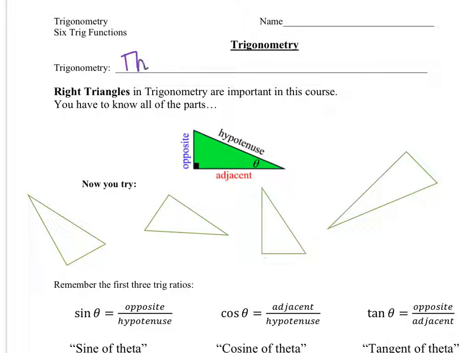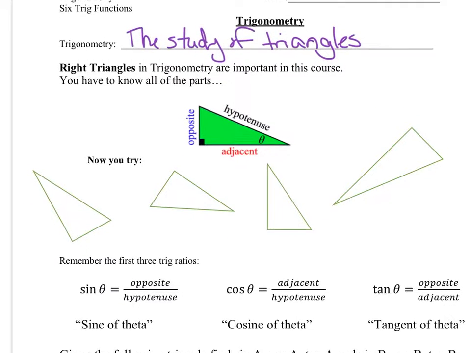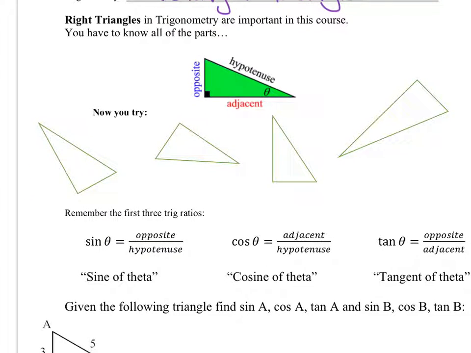It is the study of triangles. More specifically, we deal a lot with right triangles. So when you're dealing with right triangles, one of the things you have to know about is how to label them: the opposite, hypotenuse, and adjacent. Those three things are very important for you to be able to do.